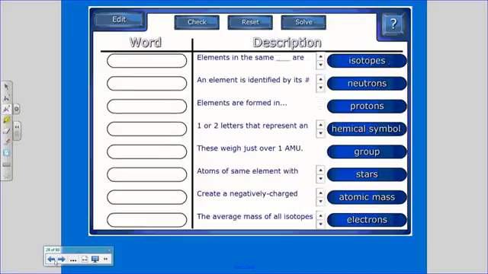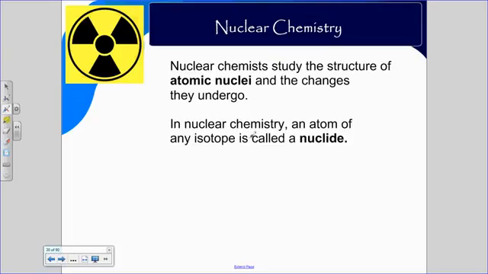So, as I navigate my way to where we need to be, what is nuclear chemistry? We started off our matter discussions with what is chemistry. Nuclear chemistry is the study of the atomic nucleus and the changes that the nucleus can undergo.